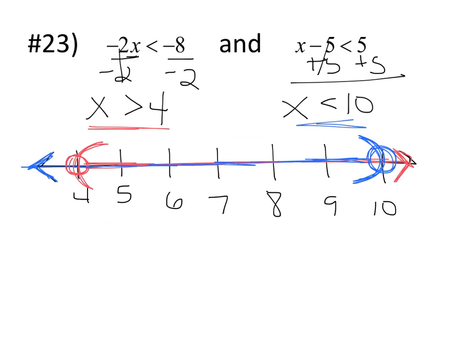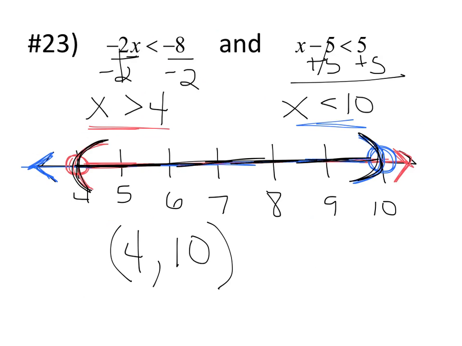Now where's my overlap? My overlap is in between this time. So it's from here to here. Parenthesis on my graph starting at 4, going to 10, parenthesis on my graph. So it's from 4 to 10.